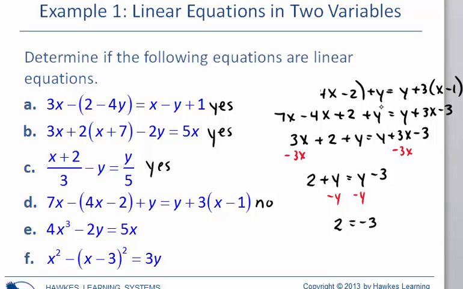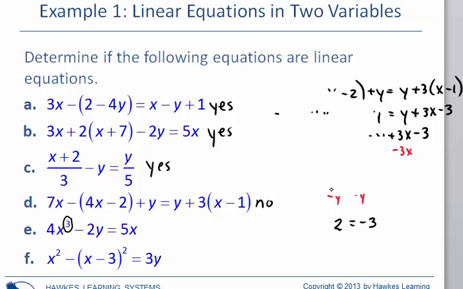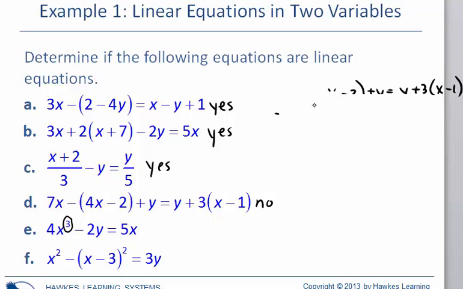For part E, if you look at part E, you see that it has a power of 3. So if it has a power of 3, we know immediately that it is not linear, because we know that in simplified form we can only have powers of 1 on our x and our y. So I can go ahead and say no to number 3 without working it any further.